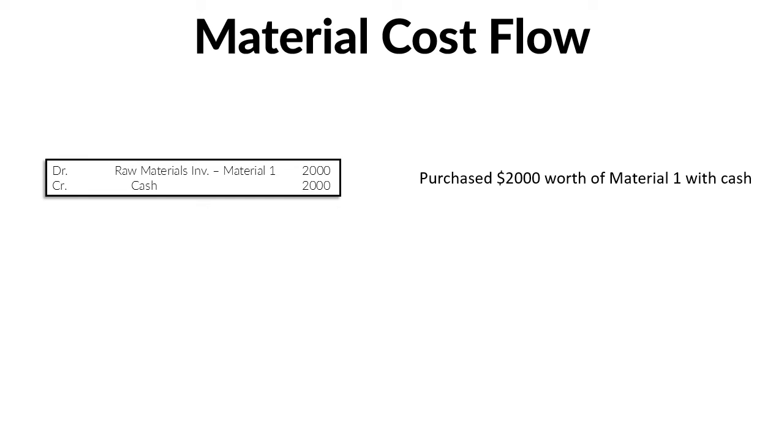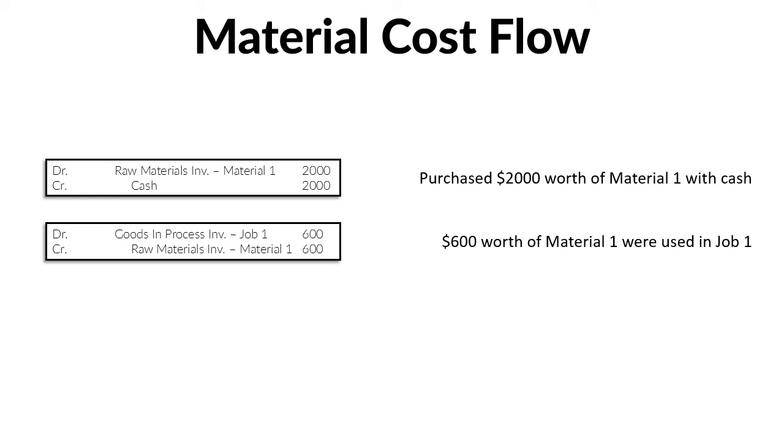Okay, so now we have $2,000 worth of material 1. Let's say we use $600 worth of material 1 in job 1. Like we said a while ago, this is a direct material cost because we know where the material has been assigned. For the journal entry, our debit would go to the goods in process inventory for job 1, and it would be credited from the raw materials inventory of material 1. Meaning we took away the raw material from the inventory of material 1 and put it in the goods in process inventory of job 1 because that's where it's being used.